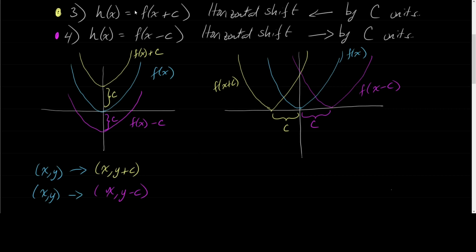Similarly over here, with the horizontal transformations, we can say that the original point x comma y on f of x goes through the transformation and ends up at x minus c comma y for this one. So the point 0, 0, for example, would go to negative 2, 0. And similarly, for the purple one, the point x comma y ends up at the point x plus c comma y.